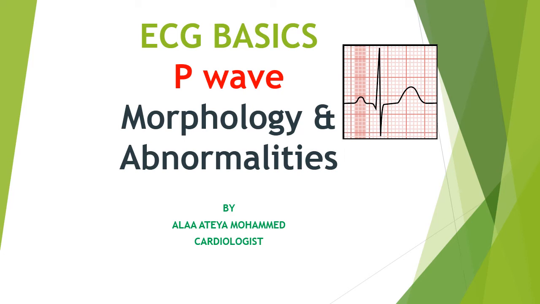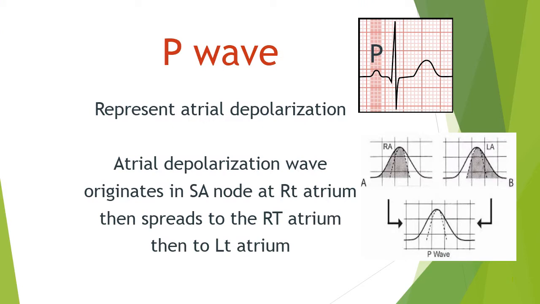This lecture is about ECG basics. Today we'll talk about the P wave morphology and abnormality. The P wave on the ECG represents the atrial depolarization.